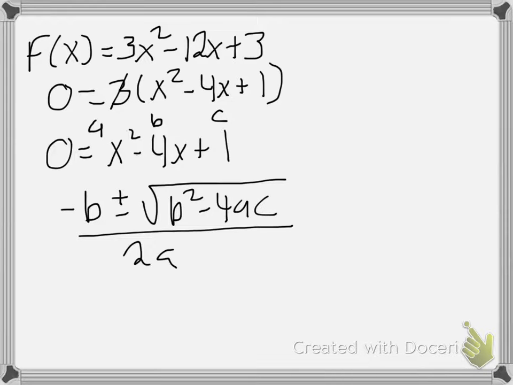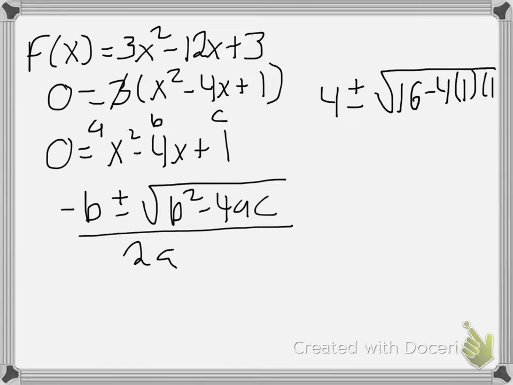So the opposite of b would be 4 plus or minus the square root of negative 4 squared, which is 16. Please don't say that's negative 16. I'm so tired of that mistake. A negative times a negative is a positive. I don't care what your calculator tries to tell you. Minus 4 times 1 times 1, all over 2 times 1.